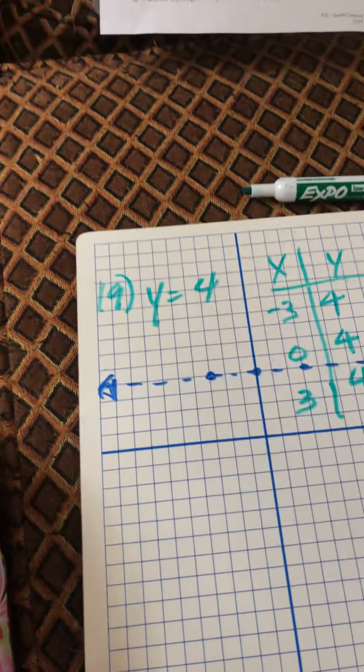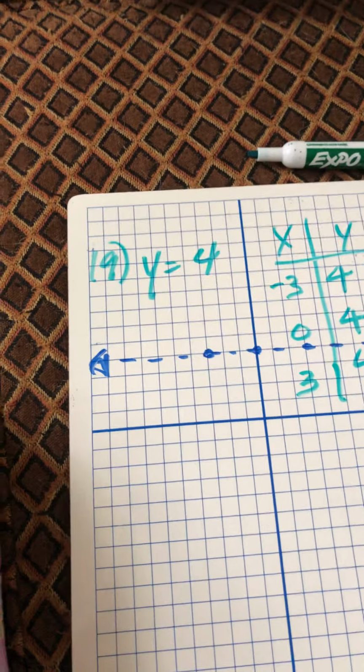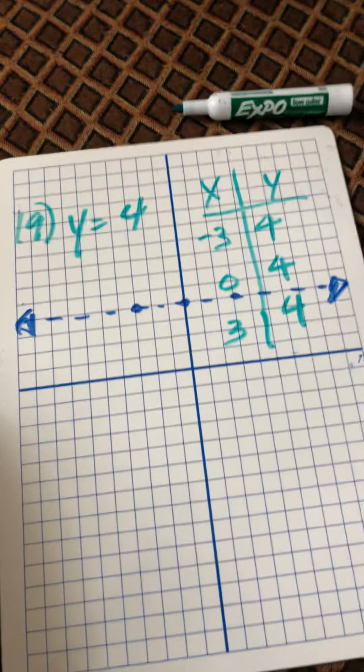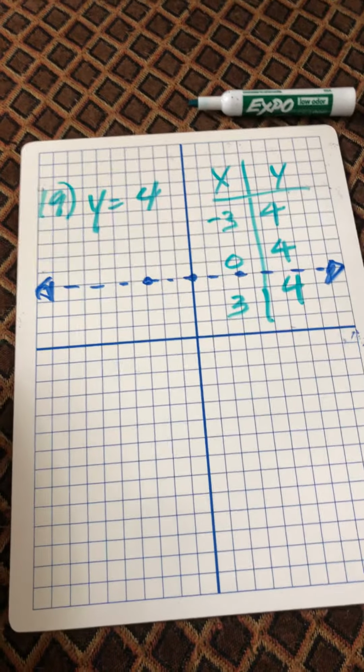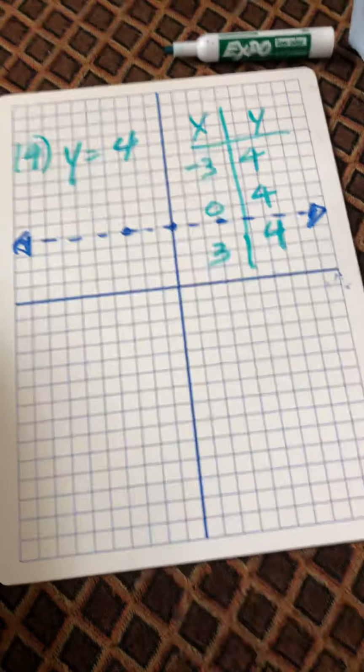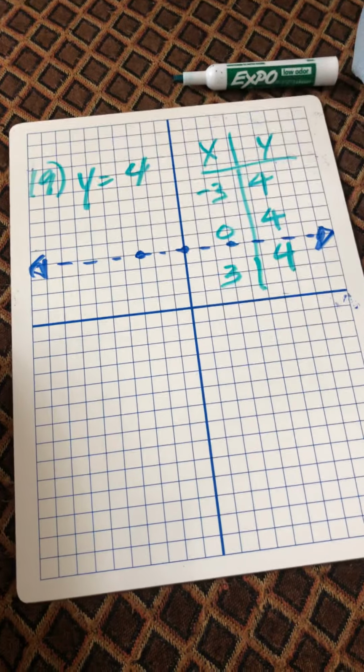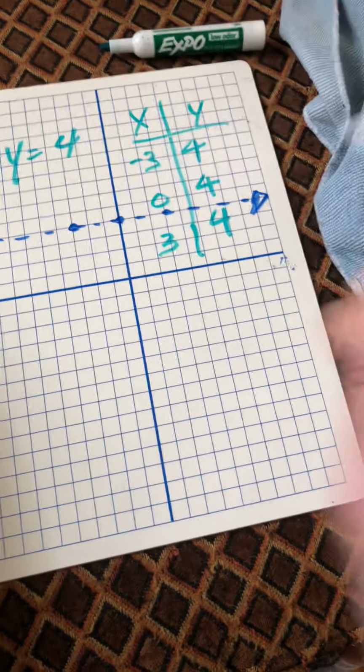Let's find 21. So 21, I'm going to leave 21 for you because 21 and 19 are remarkably similar. Let's go to number 23.